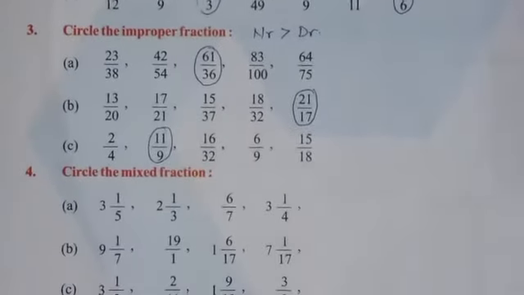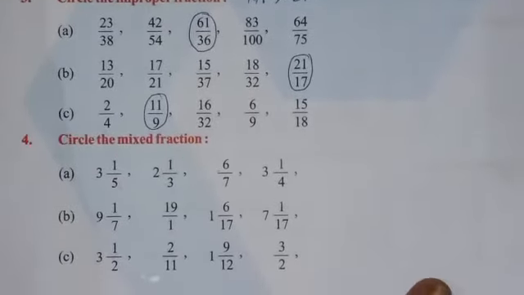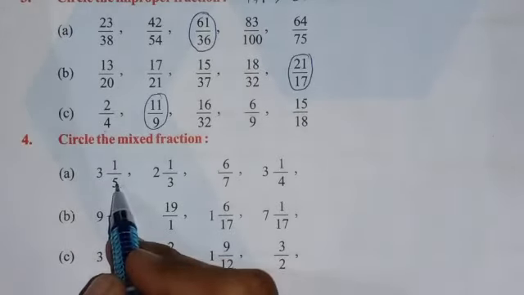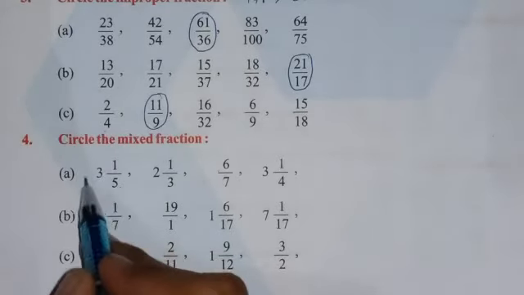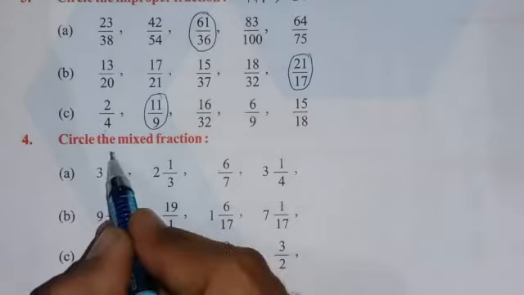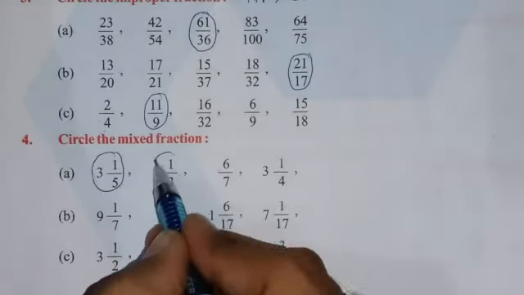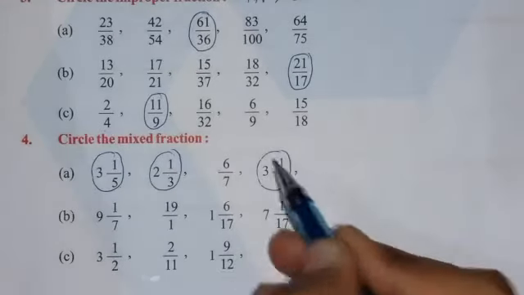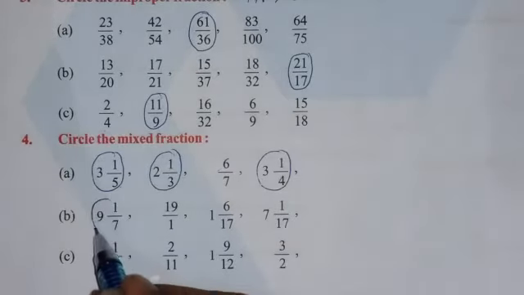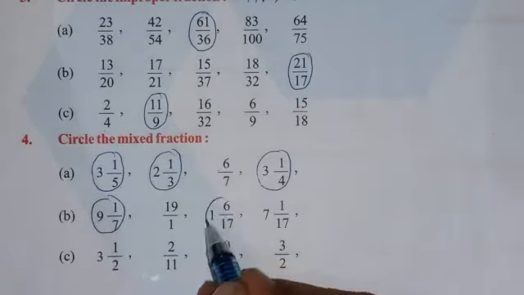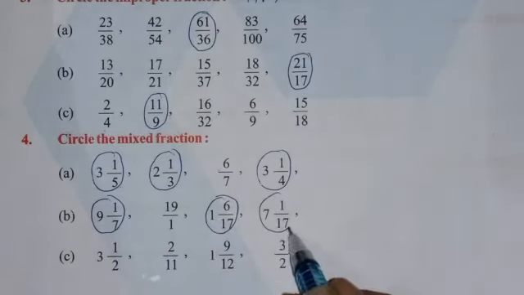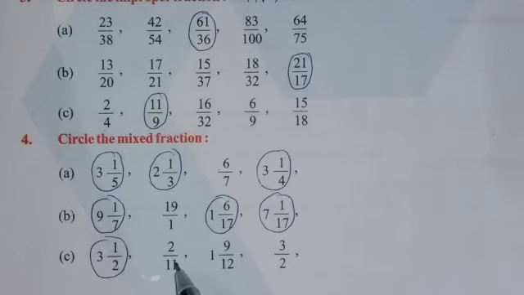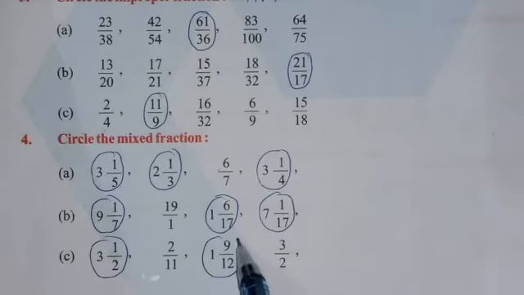Continue to see the next. Circle the mixed fractions. Of course this one is a mixed fraction. Mixed fraction means a combination of whole number and fraction. So this one is a mixed fraction. This one also. This one not. And this one is a mixed fraction. This one mixed fraction. This one also mixed fraction. This one also mixed fraction. From the C, the first is a mixed fraction, second not, third one is a mixed fraction, fourth not.